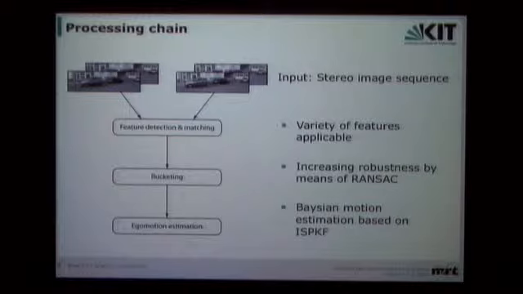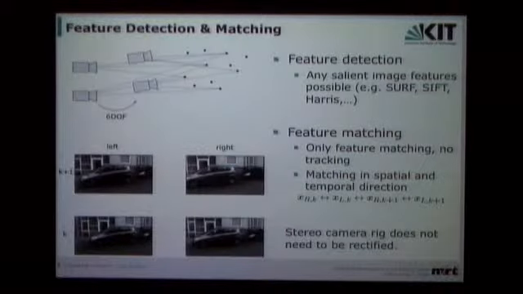And finally, this is really the core of our algorithm. We have applied Bayesian filtering to estimate the motion, and this is implemented by an iterated sigma point Kalman filter. So I will go over all these three steps in more detail now.